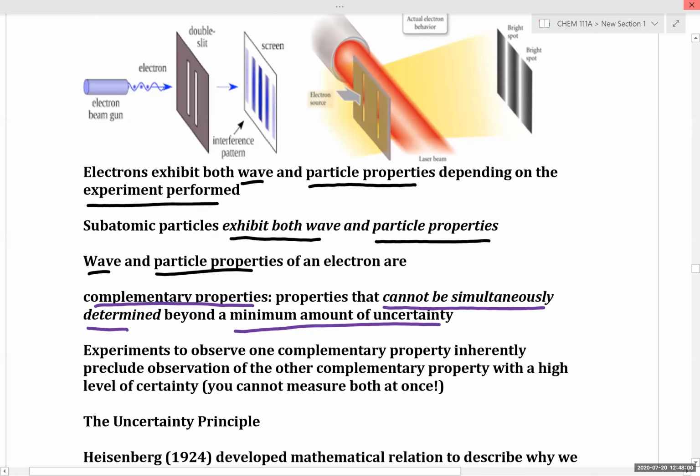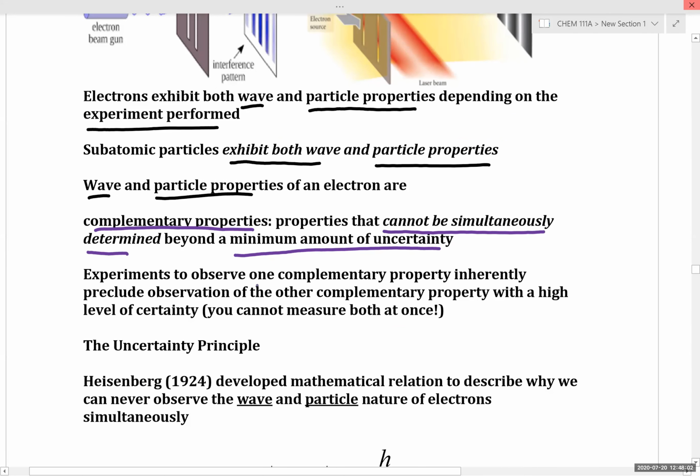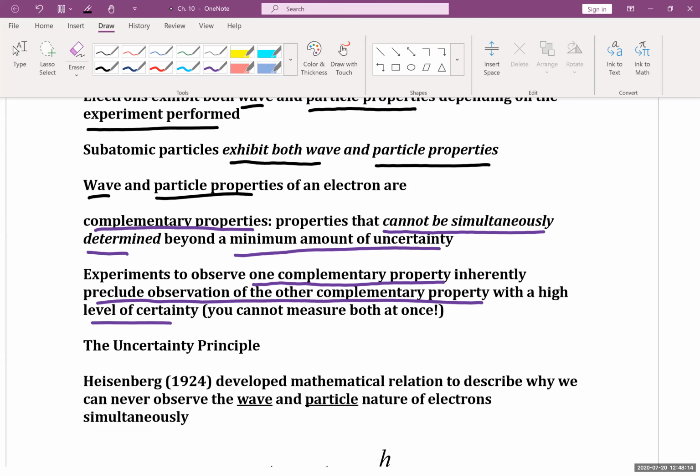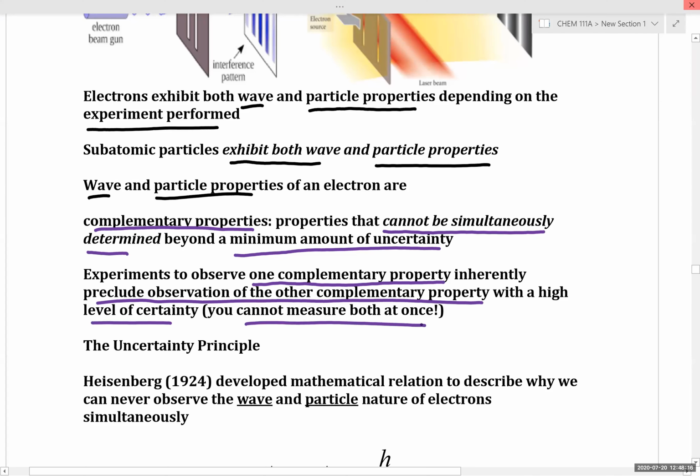And this is due to the fact that experiments to observe one complementary property inherently preclude observation of the other complementary property with a high level of certainty. In other words, you cannot measure both complementary properties at once.